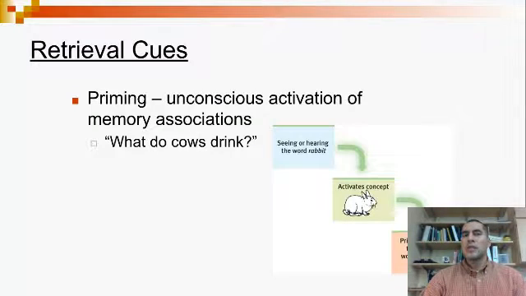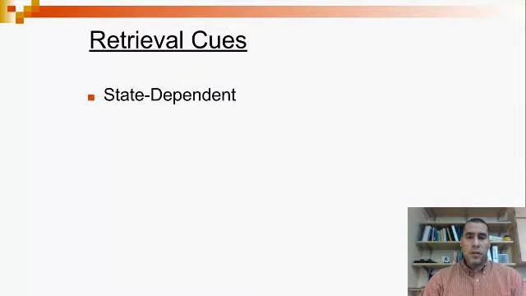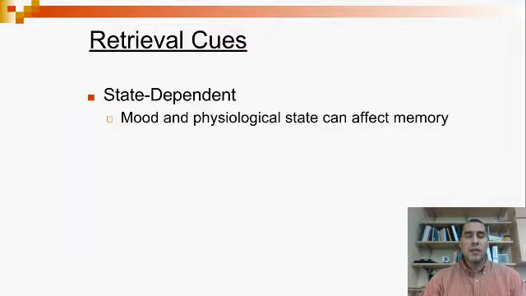So then when I ask you to spell the word hare, you're probably going to spell it H-A-R-E, which is another name for a rabbit, instead of H-A-I-R. This is priming. This is something that can either help or sometimes even hurt our memory. Another example here are what we call state-dependent memories.